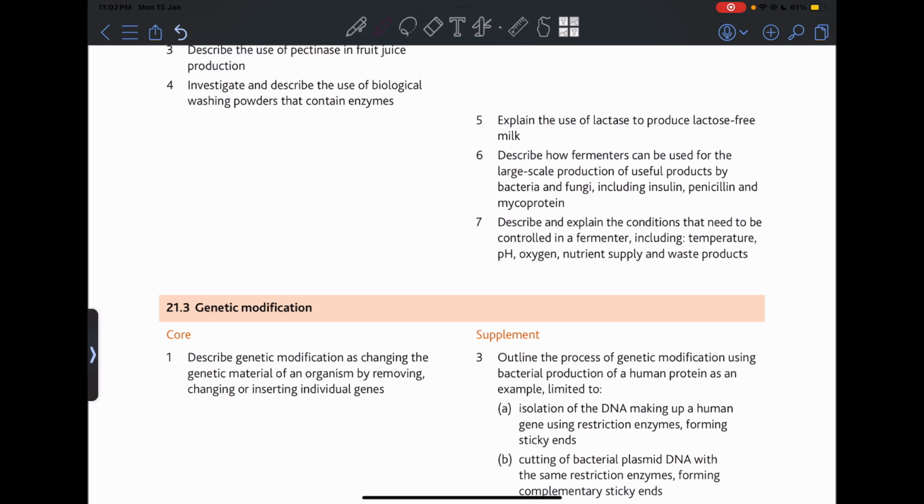So a fermenter is basically for the large-scale production of useful products by bacteria and fungi. Maybe fermenters can be used to produce ethanol, which can be used as a biofuel. And also there are specific conditions, like for the enzymes. They have to have the optimum temperature, and oxygen.